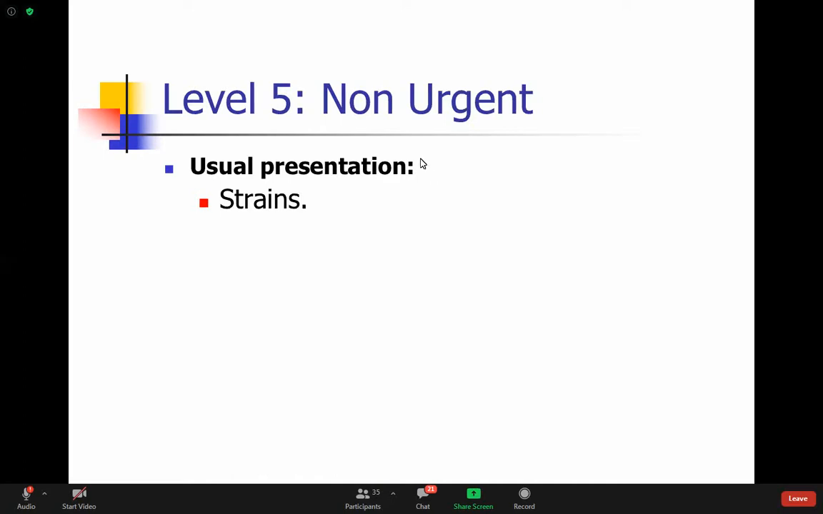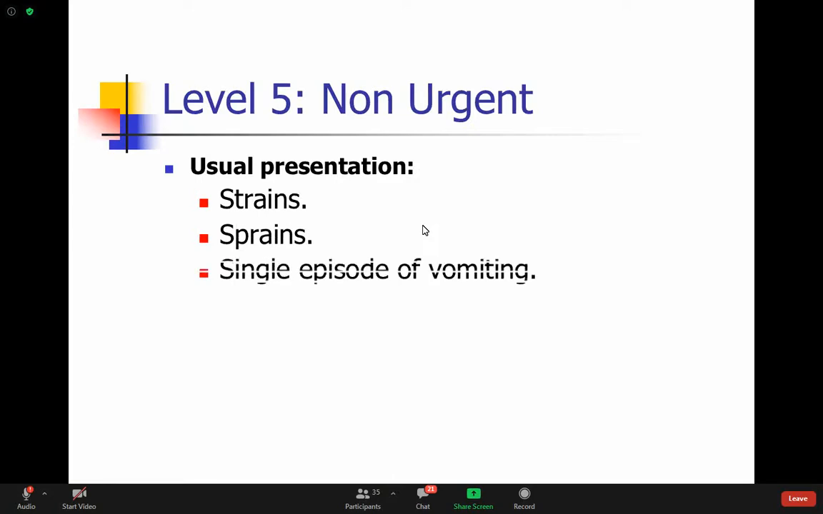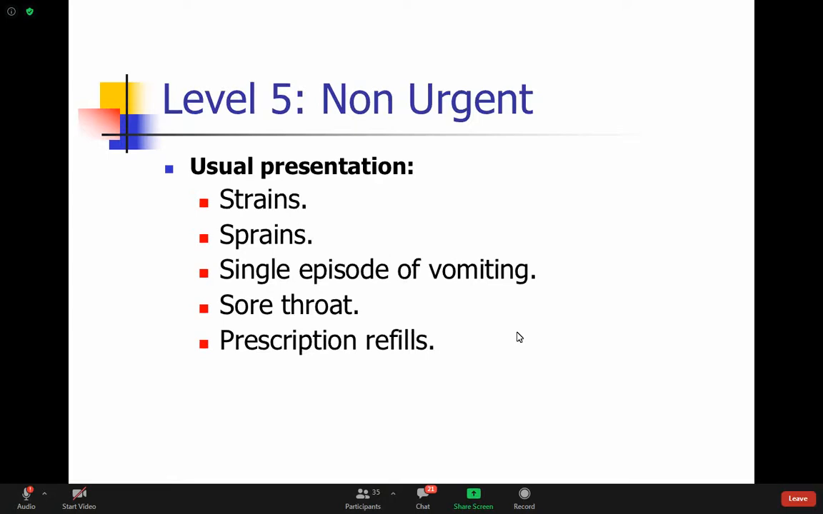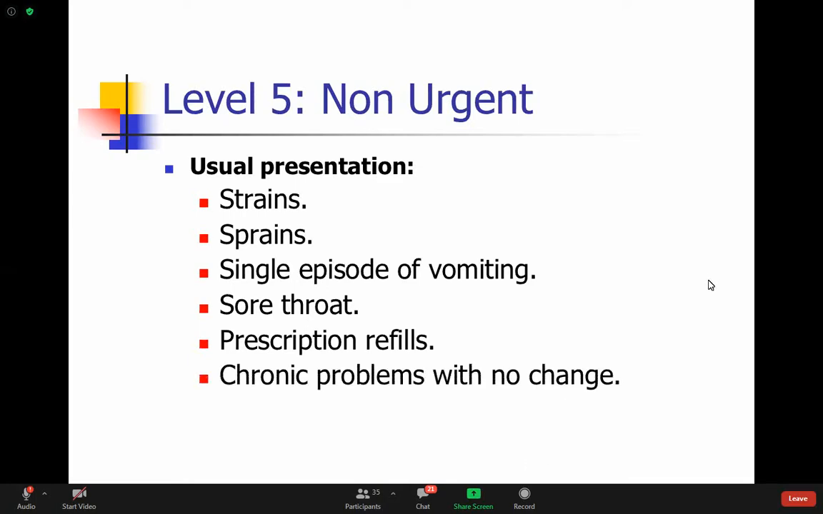Strains, basically ankle injuries are the common strains of level 5. Sprains, single episode of vomiting, sore throat, prescription refills, a patient coming who just needs to refill his prescription. He's telling you that I have diabetes, I will lose my medication, I need my medication to be refilled. This also applies and will be categorized in level 5. Chronic problems with no change, meaning abdominal pain for 3 months and no change recently. They did not get worse for the past few days.